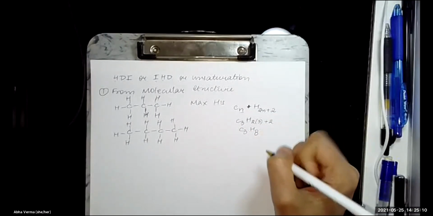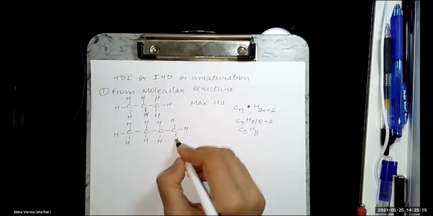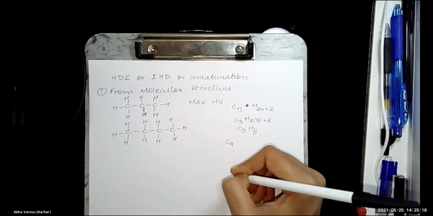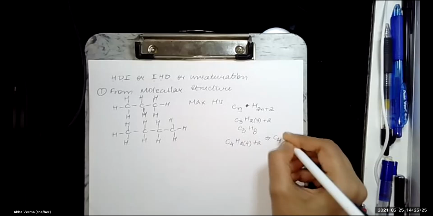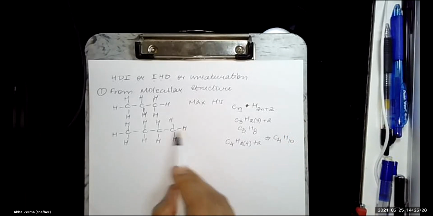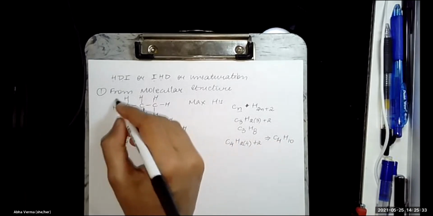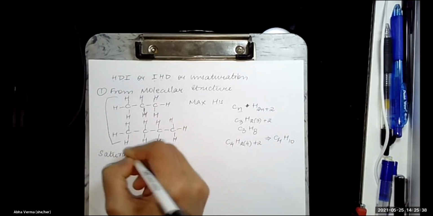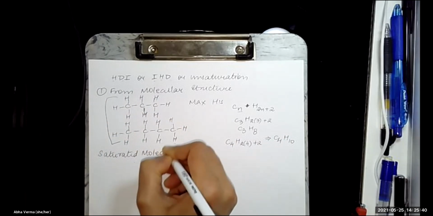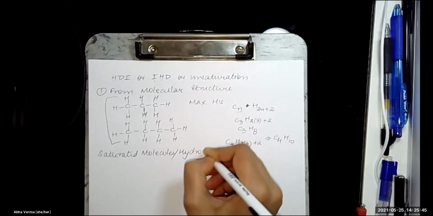C3H8, very good. So if you count here, we have 8 hydrogens. What about this? C4. 2 times 4 plus 2, 10, very good. C4H10. And if you count, these are the maximum number of hydrogens a molecule can have. And so we call these saturated molecules or saturated compounds or saturated hydrocarbons.